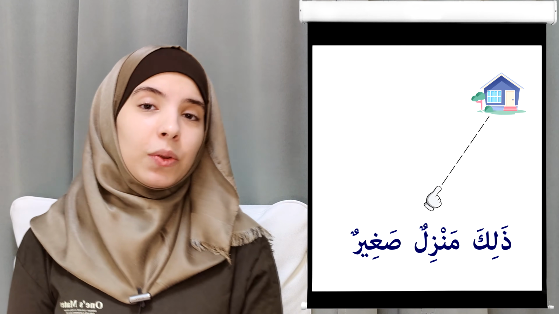And here we have a small house. In Arabic, we say منزل صغير. منزل, a house. صغير, small. So to point it out, we say هذا منزل صغير. This is a small house. And if it is far away from us, we say ذلك منزل صغير. That's a small house.